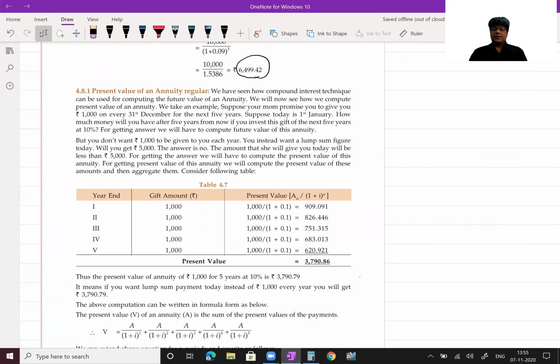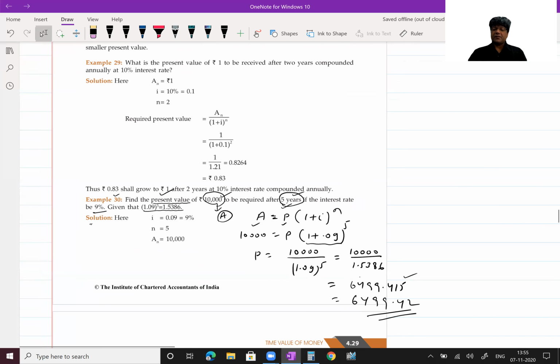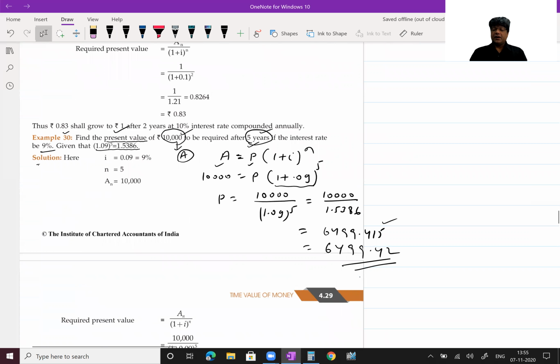Now, here in this question, what have you understood by this? Today, if you deposit 6499.42, and after 5 years you go to the bank with the interest rate 9%, then you will receive 10,000. One time you deposit this. After 5 years, you will receive 10,000.